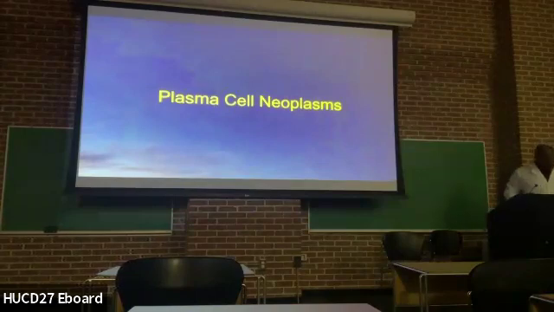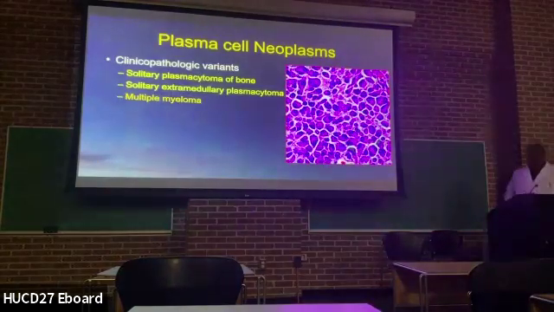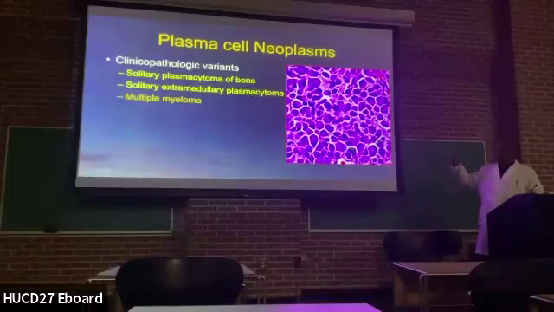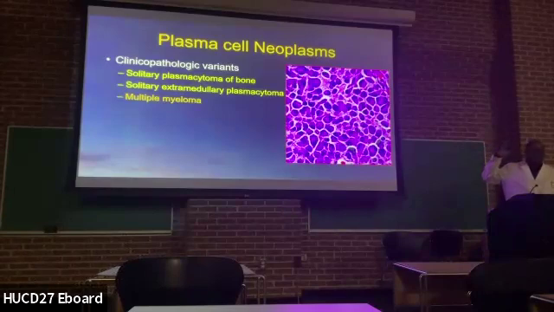Okay, plasma cell neoplasms. Essentially, they can be broken up by clinical pathologic variants. There's the solitary plasmacytoma of bone, solitary extramedullary plasmacytoma, and the big one which we'll focus on today, multiple myeloma. Basically, we're looking at a malignant clonal expansion of malignant plasma cells.